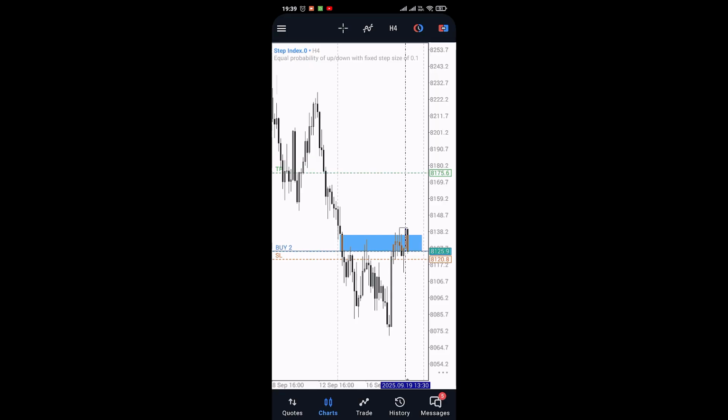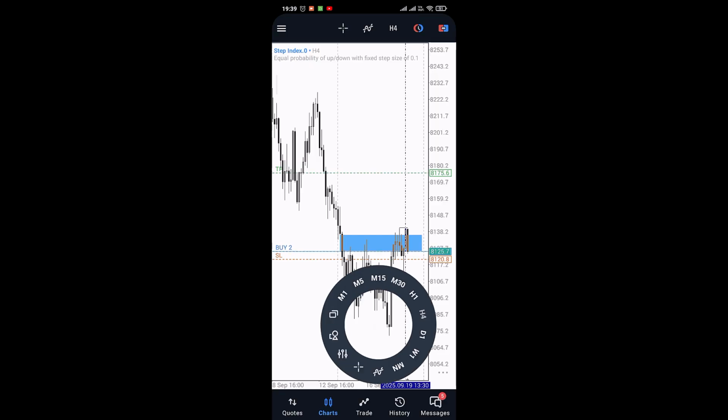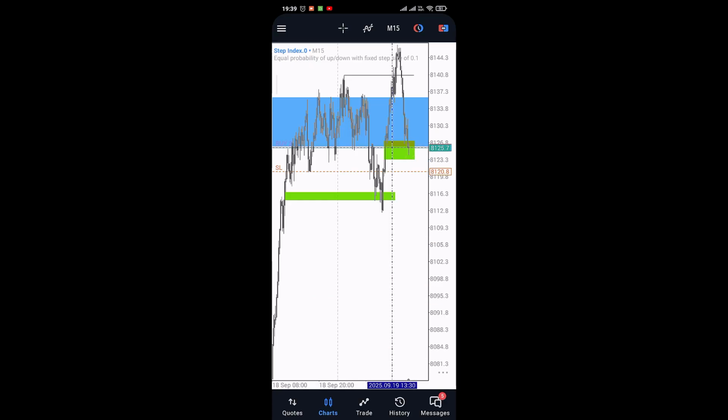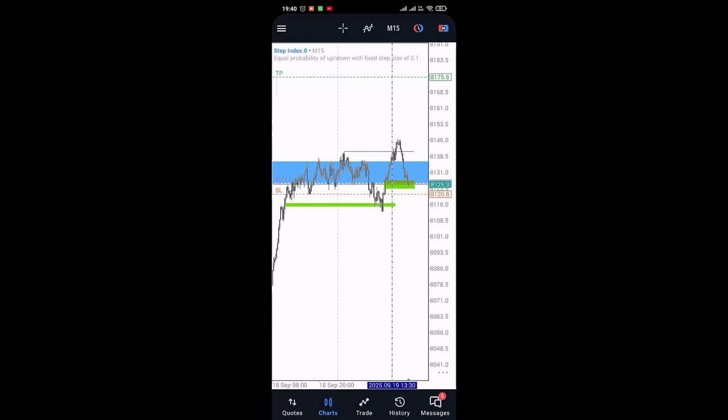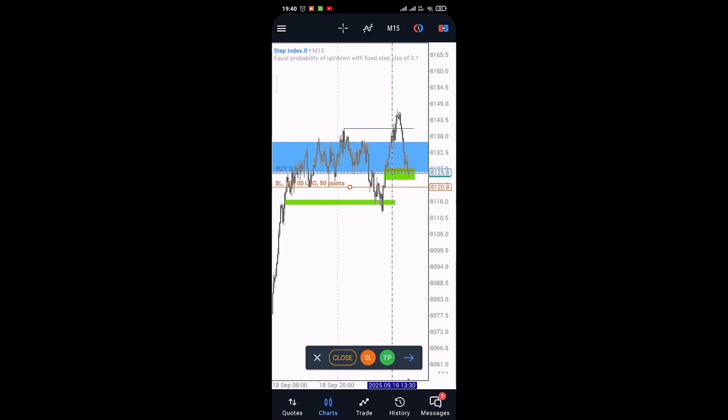All right, so let's hop into the 15 minutes time frame and let's see what happened. I have a 5-point stop loss, and my stop loss, if you can see it, is below the 15 minutes time frame fair value gap. Why did I choose that fair value gap? Well, the fair value gap is in conjunction with the 4-hour time frame key PD array.